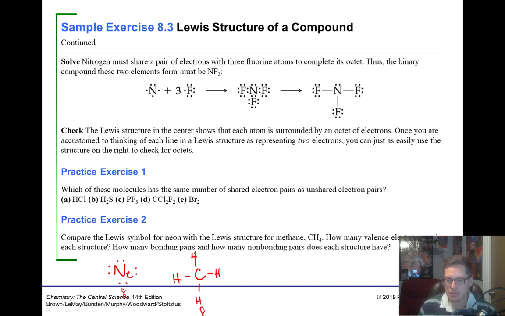Nice. And it says how many bonding pairs and how many non-bonding pairs does each structure have? Well, neon has all 4 sets non-bonding, and these are also called lone pairs. So it's got 4 lone pairs, and methane's got 4 bonds and no lone pairs, respectively.